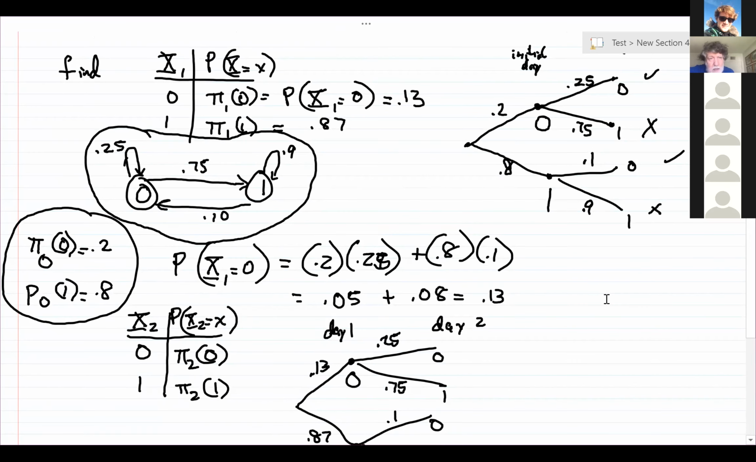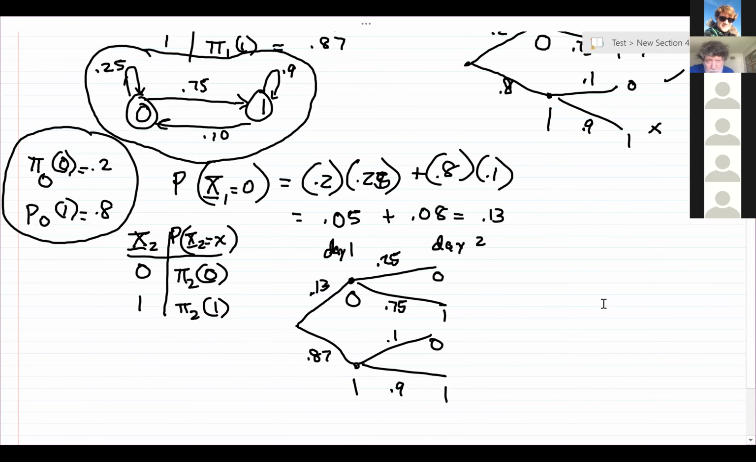Now, somebody could ask, well, could you go all the way back to the initial day as well? Yeah, you could. The tree will be longer. It'll have 3 steps instead of 2. Would it work? Yeah, but it's more complicated than it need be. You might as well take advantage of what you've already done. And that's what I've done in this new tree.